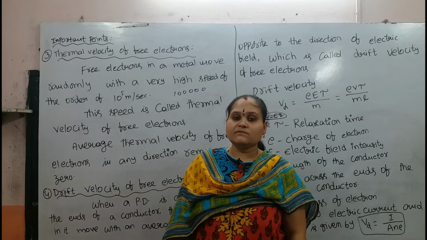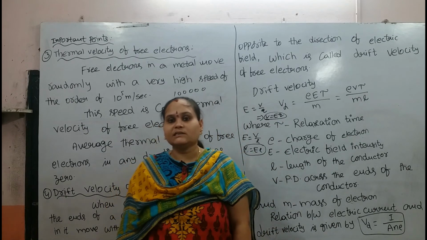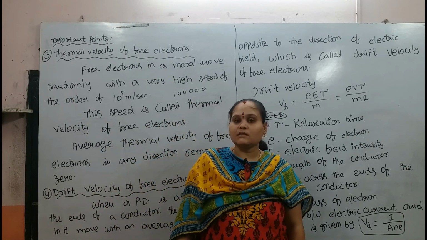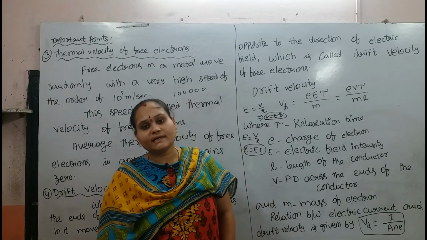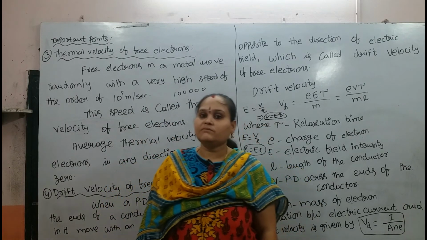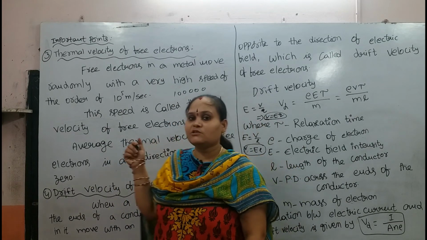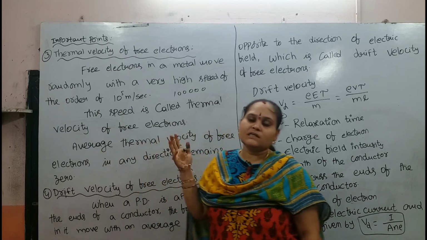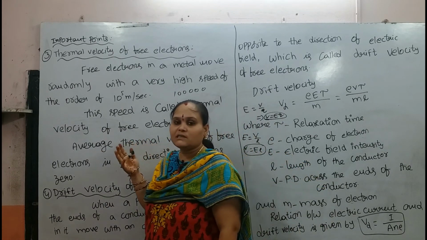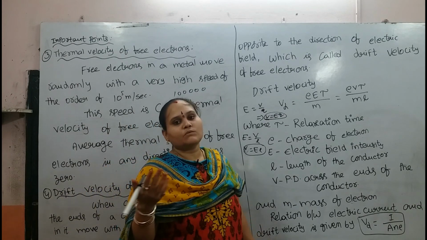So the next one is the drift velocity. Drift velocity is when a potential difference is applied across the conductor, the free electrons move opposite to the applied direction, and that velocity is nothing but the drift velocity. Drift velocity is mentioned with Vd. Vd equal to small e, capital E into tau by m. Here capital E is the electric field intensity, small e is the electric charge, tau is the relaxation time, and m is the mass of the electron.